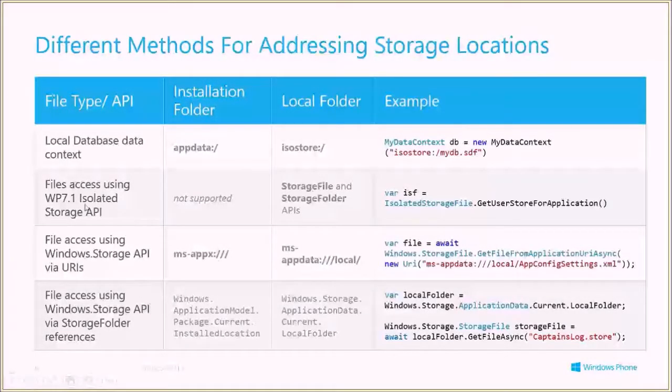So for the files access, there are three ways to access files in Windows Phone 8. Either using the Windows Phone 7.1 isolated storage API, which does not give you access to the installation folder, just the local folder, or you can use the storage file and the storage folder APIs. If you use this line of code, then that gets you access to a local storage file.